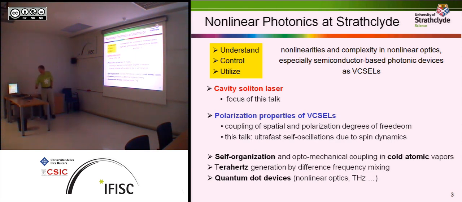Then we have a newly starting project on self-organization in cold atomic vapors. The new thing compared to the hot vapors, which was done before, is that there's optomechanical coupling. These cold atoms are so cold that they feel the light forces and will start to move in response to the pattern formation of the light. You will get density gratings of atoms in addition to the usual refractive index gratings. That is currently theory, but we are working on experimental realization.